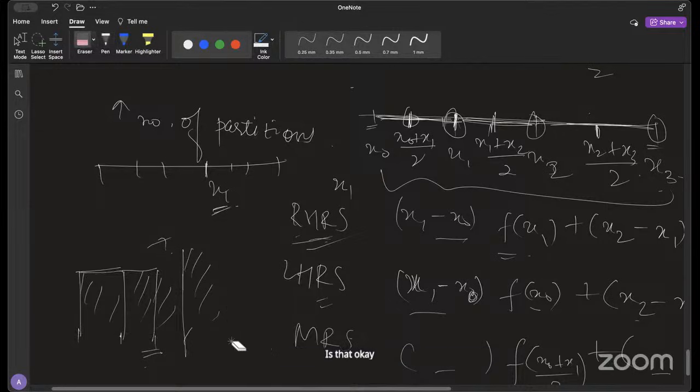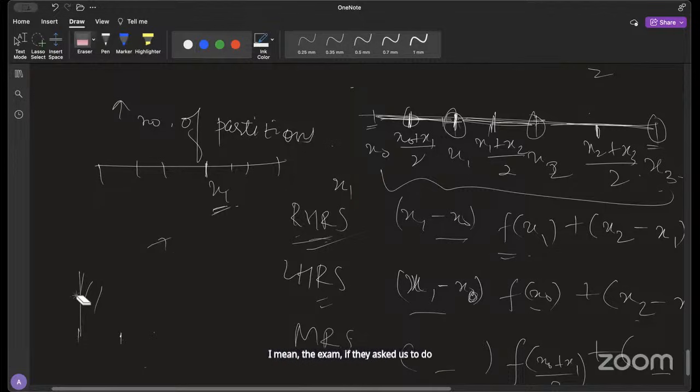Is that okay? Ma'am, in the exam, if they ask us to do Riemann sum, but we give the answer based on the integral, it could be wrong, right? Yeah, it can be wrong.